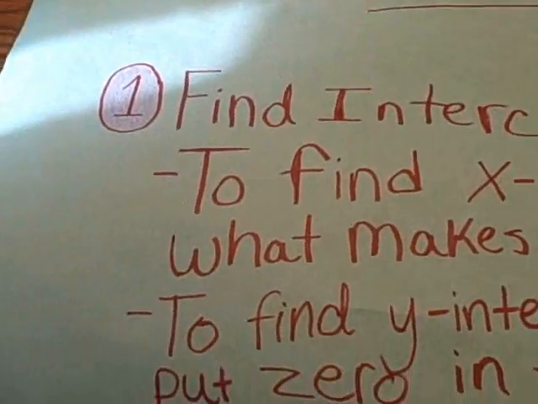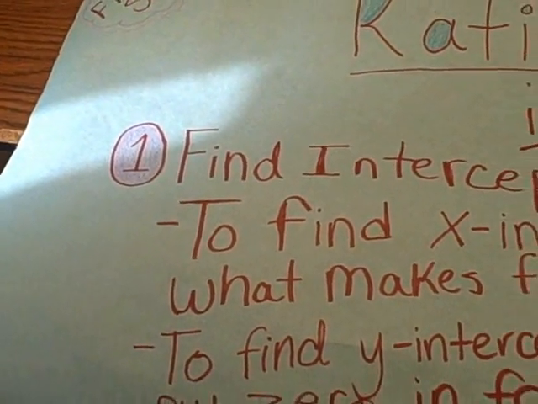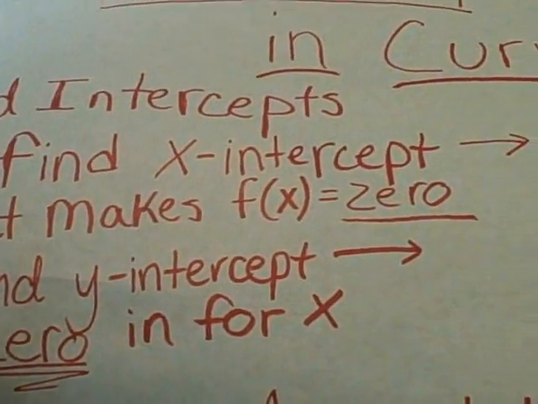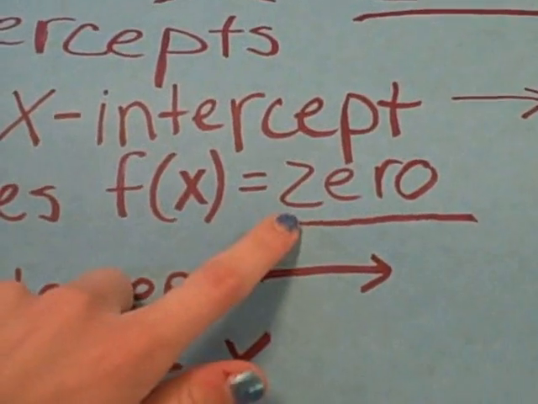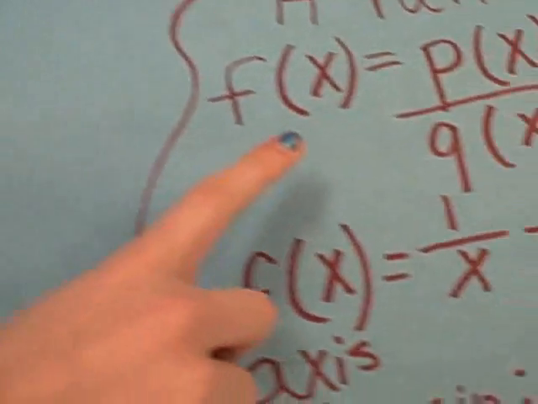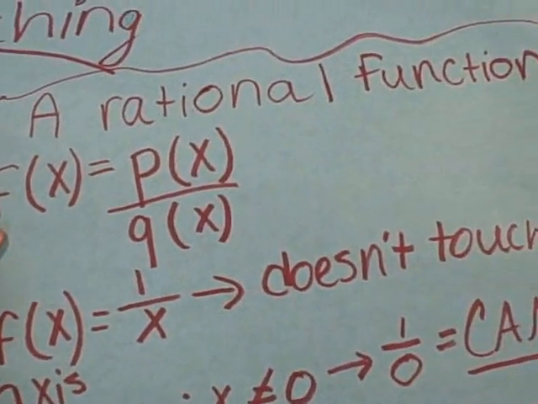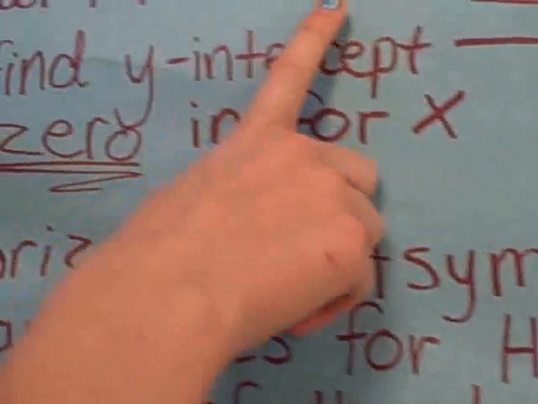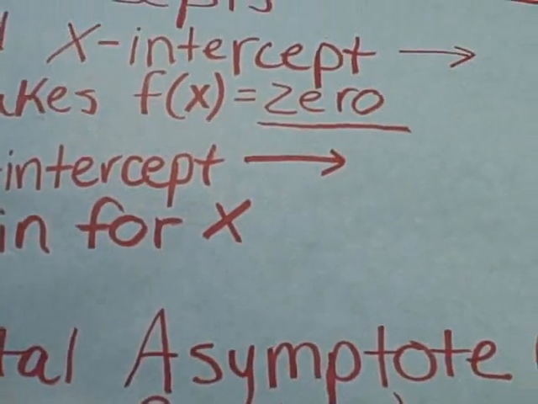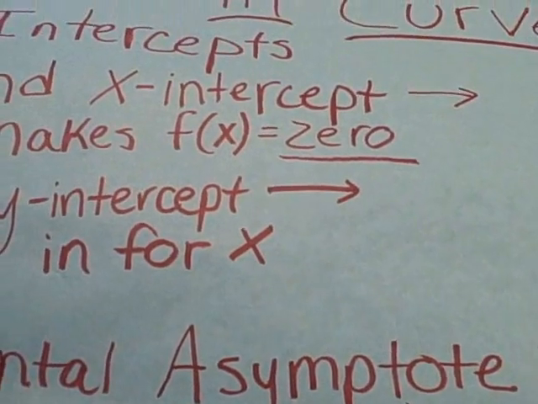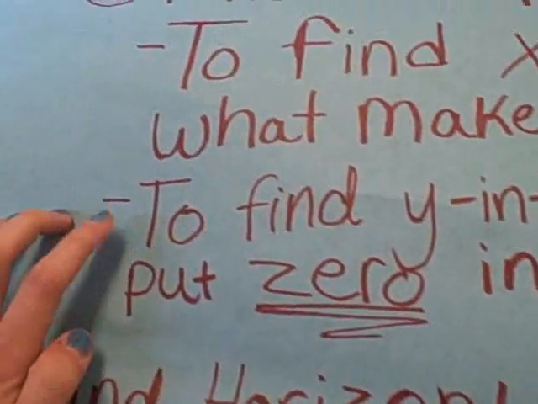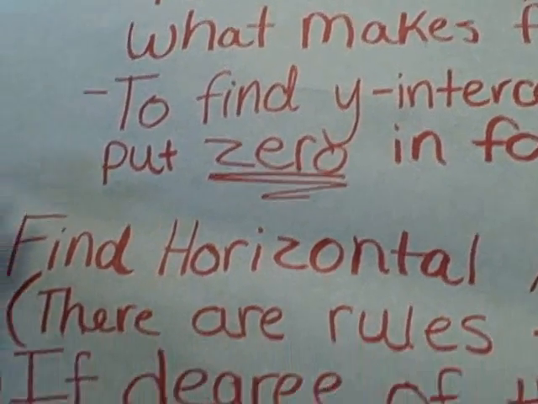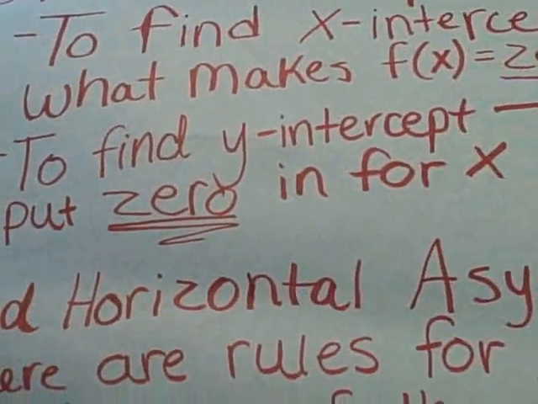Okay, first thing you're going to do is find the intercepts. So to find your x-intercept, you want to know what makes f of x equal 0. And if you come over here, this is a rational function. So we'll figure this out later, but you want to know what makes f of x equal 0. So what number can you put in to make the equation equal to 0? To find the y-intercept, you put 0 in for x, and then see what you get as your answer. And we'll do an example of that later too.